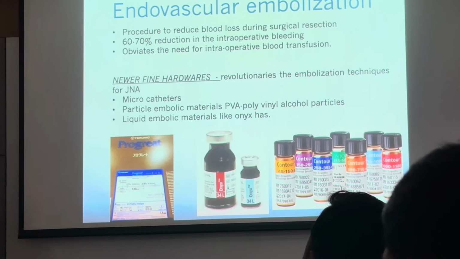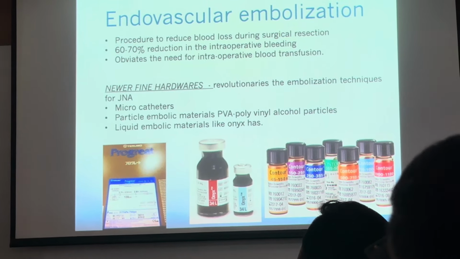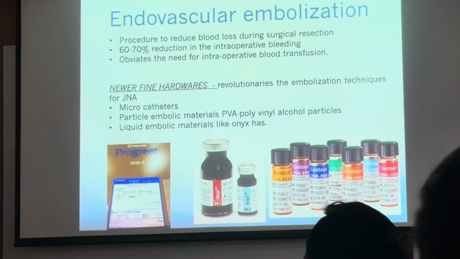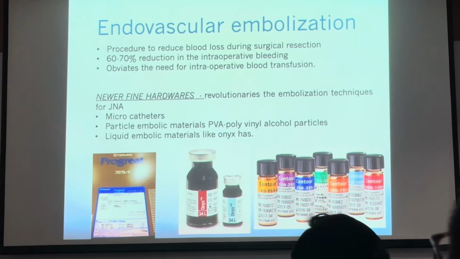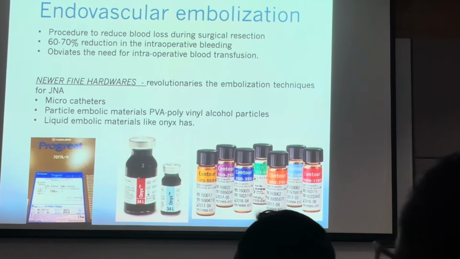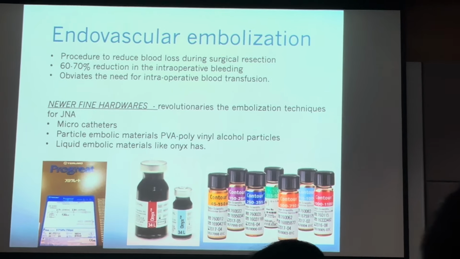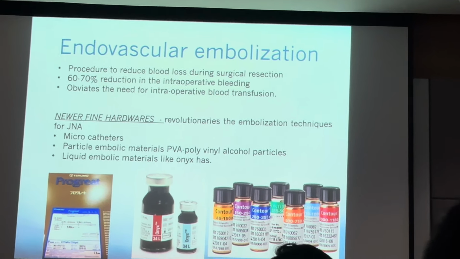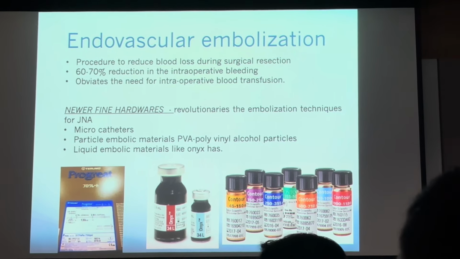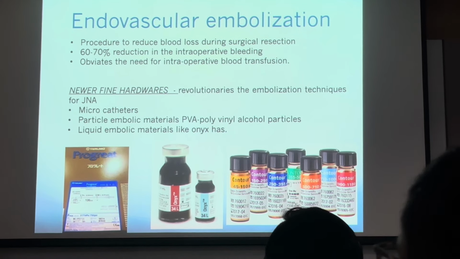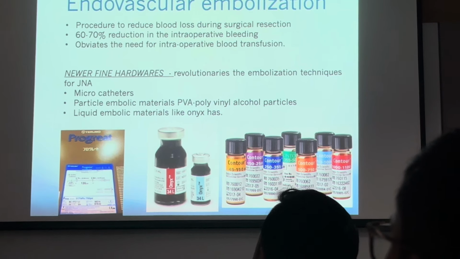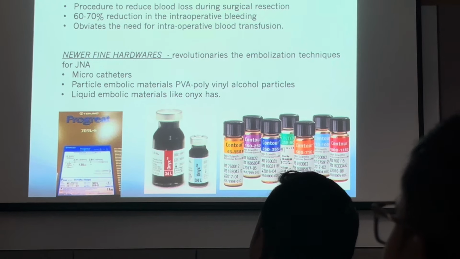It will get blocked. So what we have is PVA particles which range from 50 to 150 micron up to 1000 micron. Based on the vascularity of the tumor and the catheter we are using, we have all the options. Beyond that, we have some liquid embolic material like Onyx, which we can inject into the tumor. So there are many changes which have happened over these years to make the procedure more and more safe and avoid non-targeted embolization.